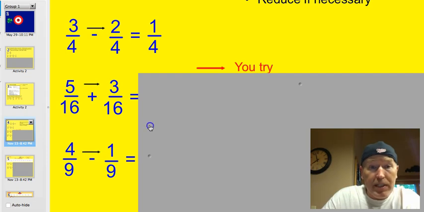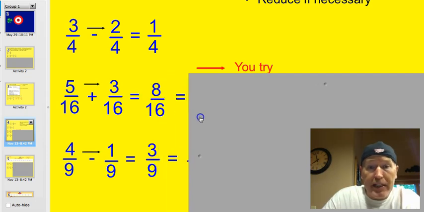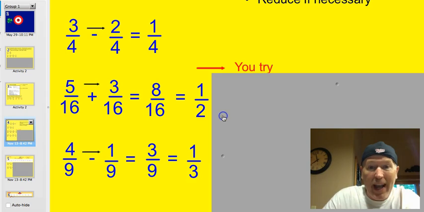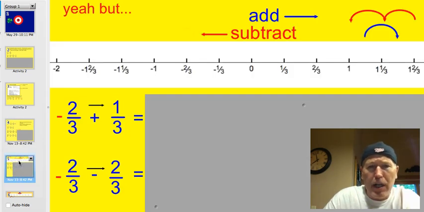5/16 plus 3/16. We could just add the numerators and get 8/16. That's really the same as 1/2. You have 4/9. You take away 1/9. You got 3/9, and it's the same as 1/3. Did you remember to reduce those into simplest form? I hope so. Here's the first bunch of yeah buts.